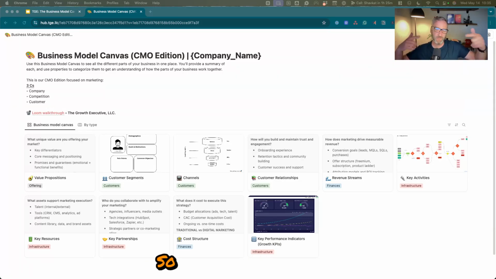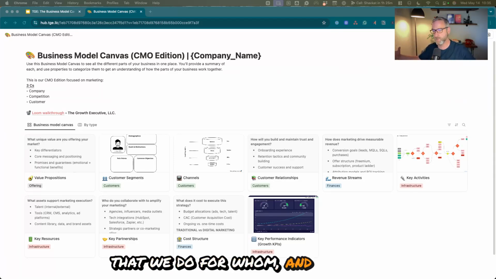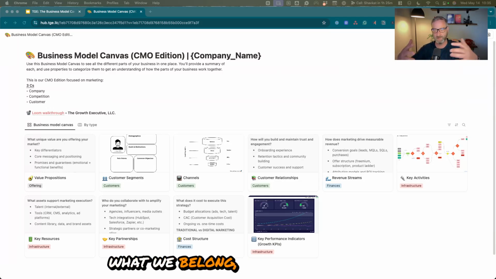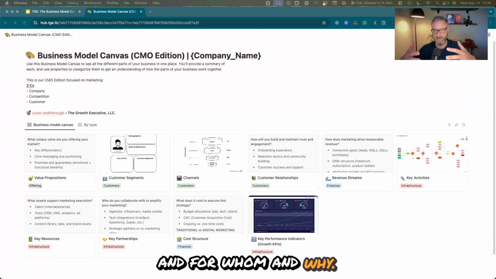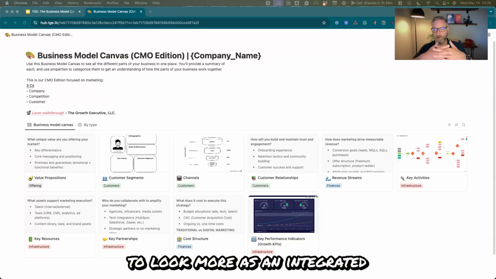So as marketers and as messengers, as people with something to say about the thing that we do and for whom, and we want to communicate with these folks, if we think too much in terms of silos, we miss an opportunity to create a unified experience of what we do, who we benefit and why. And we really get an opportunity to look more integrated across multiple channels.